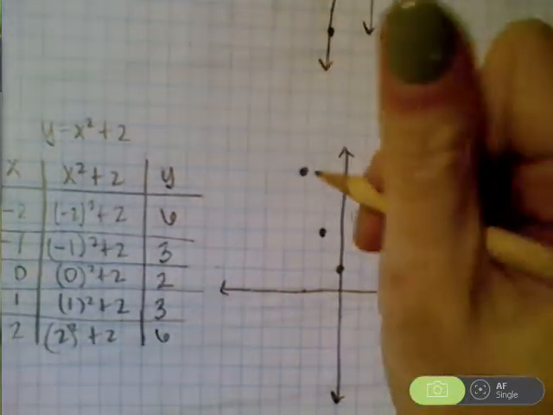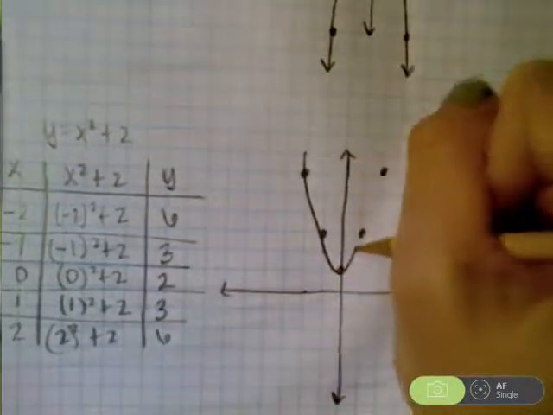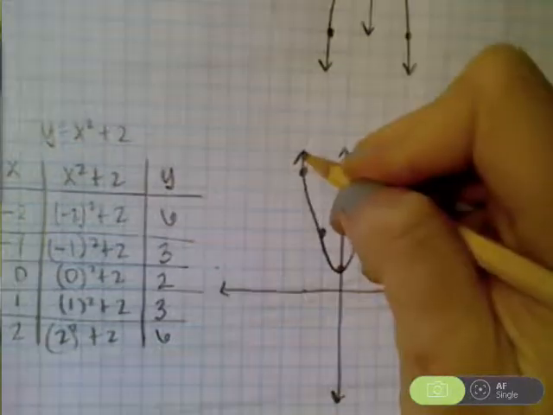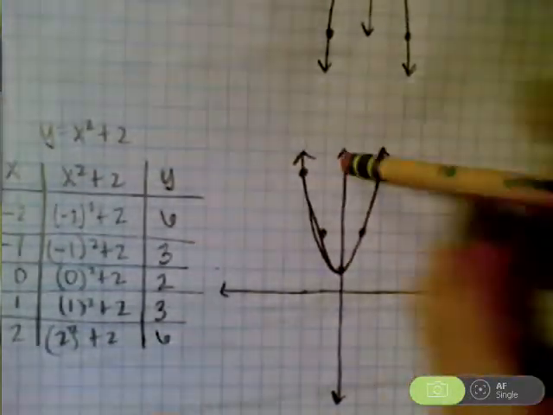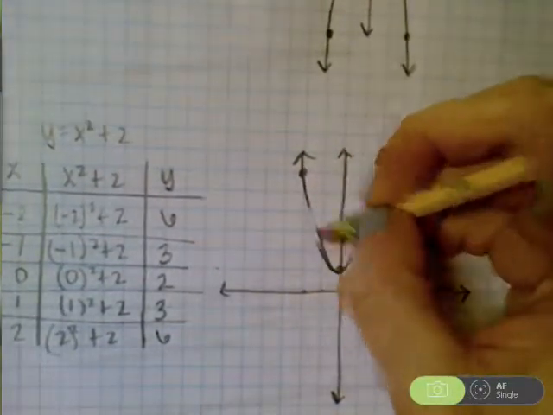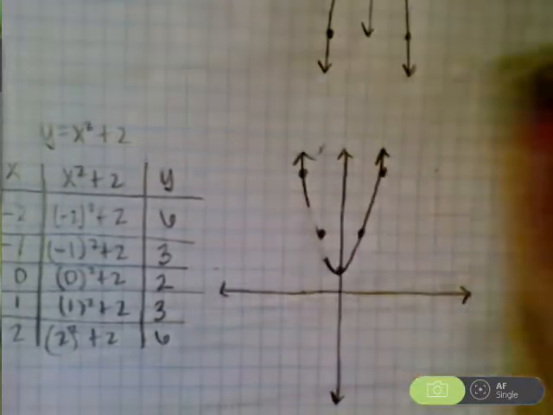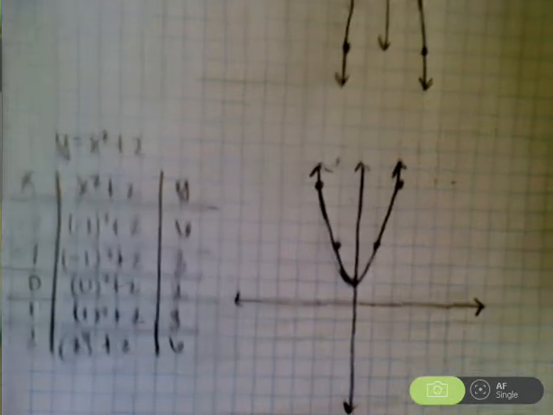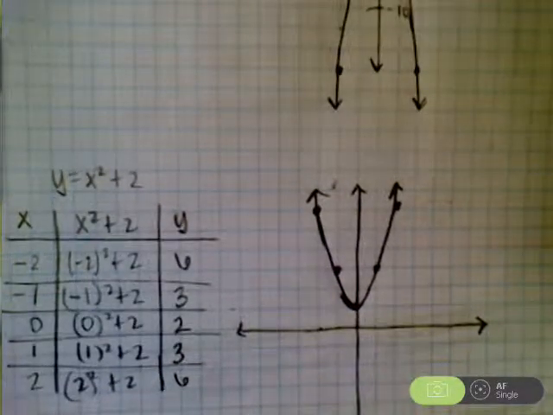Make sure that when you're connecting your points, you're creating a U-like shape and not a V shape. The only reason sometimes these look like a V is because we don't have very many points. If we were to graph more points, we'd be able to see the curve more clearly. But they always should make a curved U type shape, not a V shape.